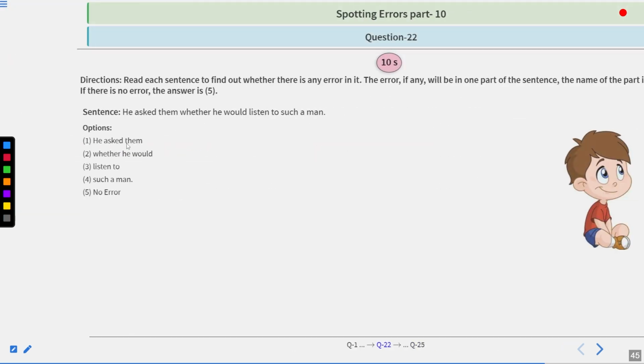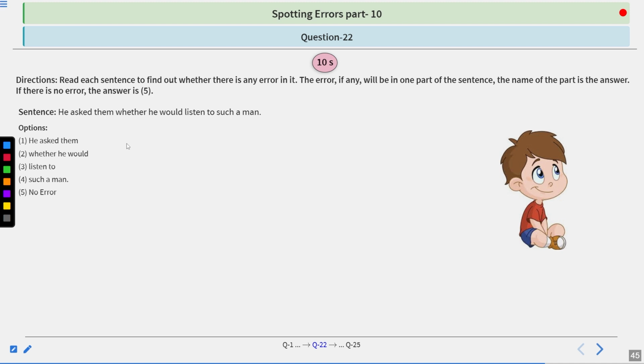Let's move to the next question. He asked them whether he would listen to such a man. Options are given below. You have 10 seconds to spot the error.